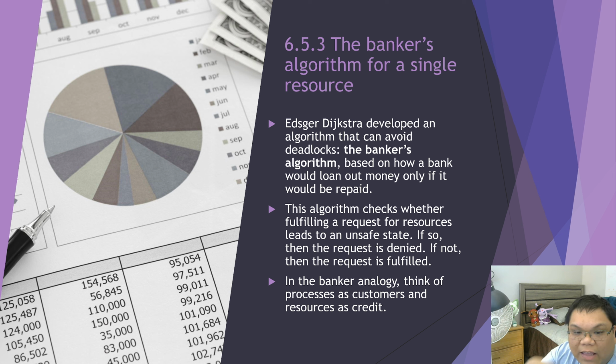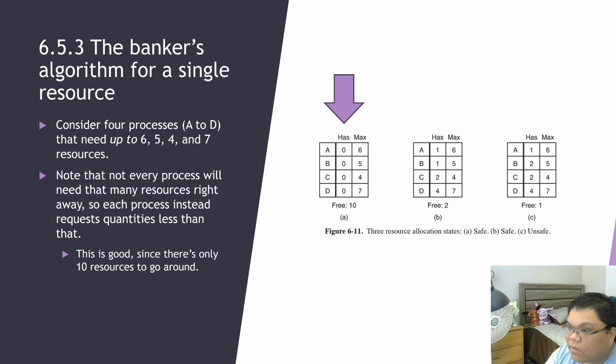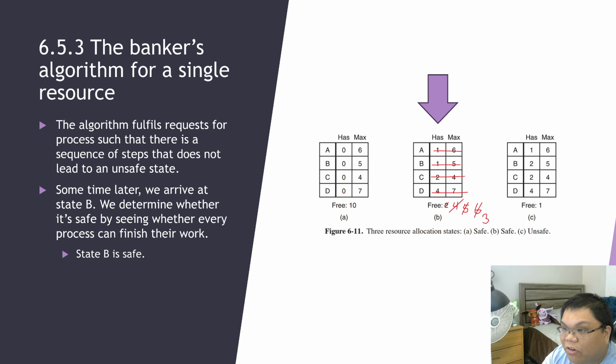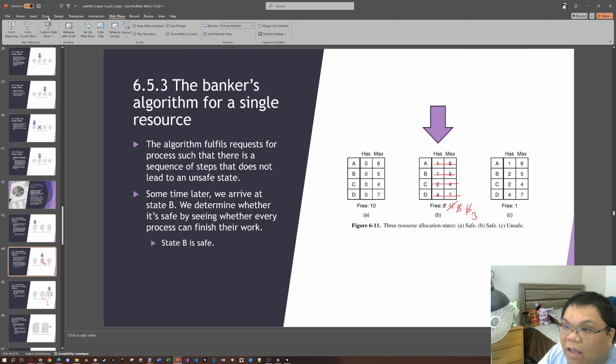In this analogy, you can think of processes as customers and resources as credit. Consider 4 processes that need up to 6, 5, 4, and 7 resources. Not every process is going to request that maximum right away. So it's going to ask for some amount smaller than that. Which is good because there's only 10 resources to go around. The algorithm fulfills requests for processes such that there is a sequence of steps that does not lead to an unsafe state. So let me get out of this for a little bit, and I do have an ink replay that you can see.